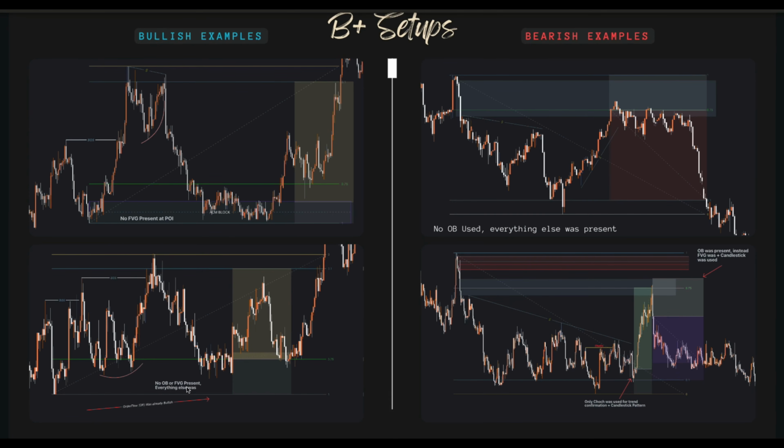Here as well, break of structure, liquidity. No order block or fair value gap present, but everything else was, and the order flow was already bullish. Entered here. Bam, TP hit.